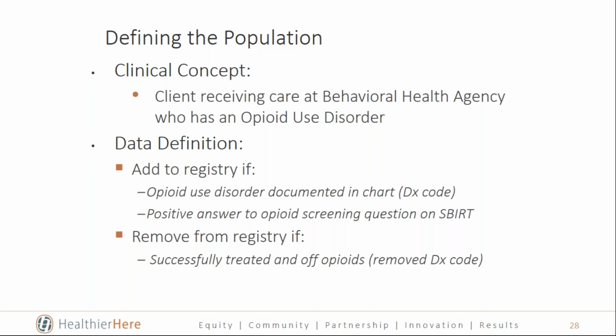So your data definition might include some way of noting in the chart, I mean, it's going to have to, that they have an opioid use disorder. This may be a positive answer to a screening question on SBIRT or something like this, depending on how you screen for this. And then you'll take it off that patient's problem list, or the analogous way that you keep track of comorbidities with the diagnosis code.